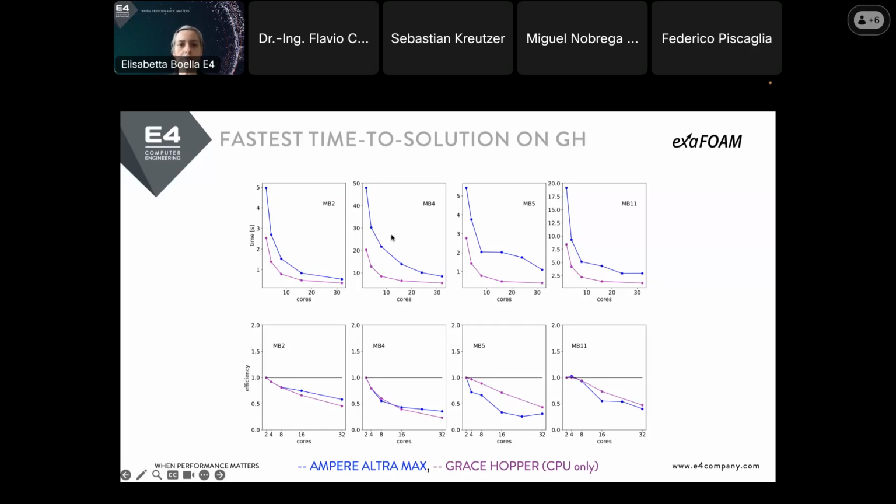So here on the first row, we have basically the time per iteration computed as I mentioned before, versus the number of cores for the 4 microbenchmarks and the 2 platforms. And on the bottom instead we have the parallel efficiency. What we can see here is that on Grace Hopper, CPU only, the time per iteration of the code is almost in all cases, and for all the MPI tasks launched, half the time employed by the code on Ampere Ultramax.